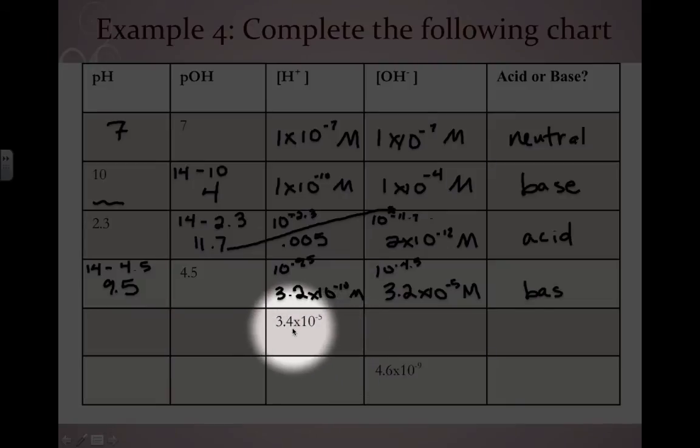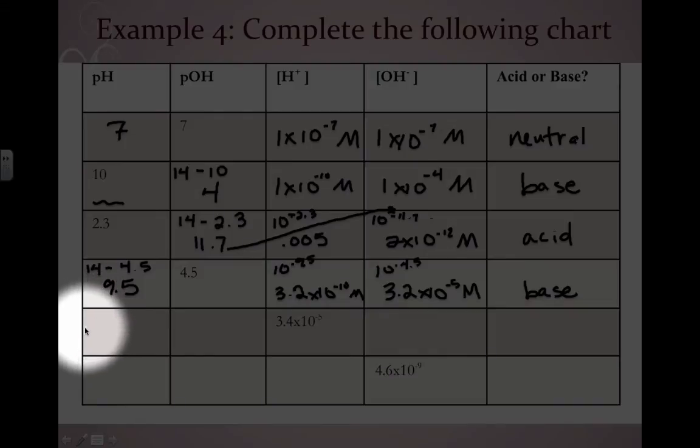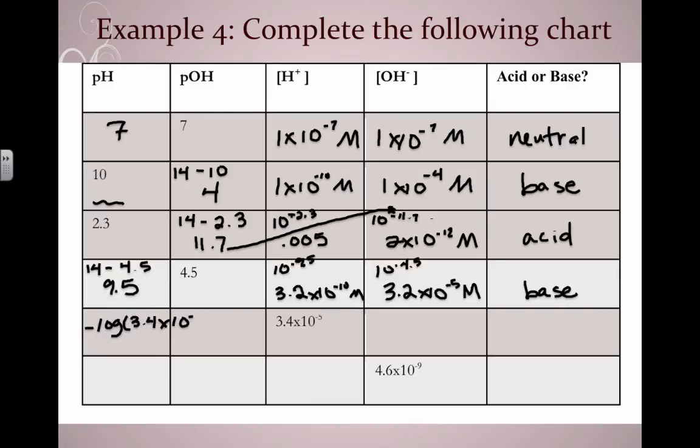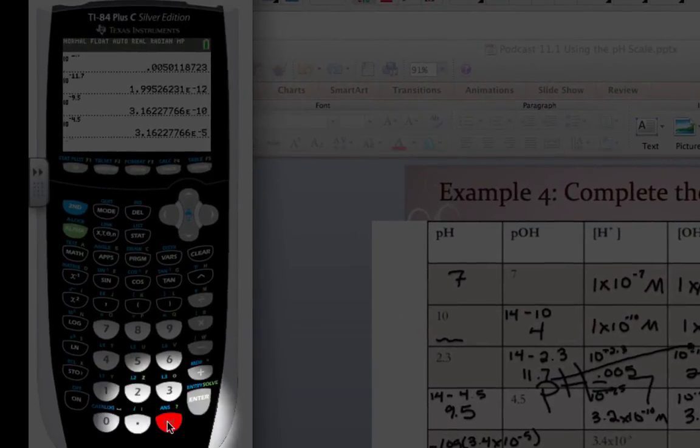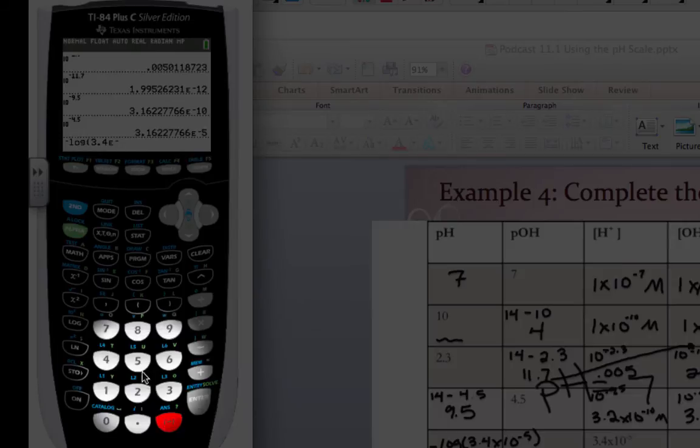For the next one, I have 3.4 times 10 to the negative 5 as my hydrogen ion concentration. So to calculate the pH, I take the negative log of the hydrogen ion concentration, 3.4 times 10 to the negative 5. So, calculator time. I do negative log, then 3.4, scientific notation, negative 5. That gives me 4.468. Let's round that to say 4.5, shall we?